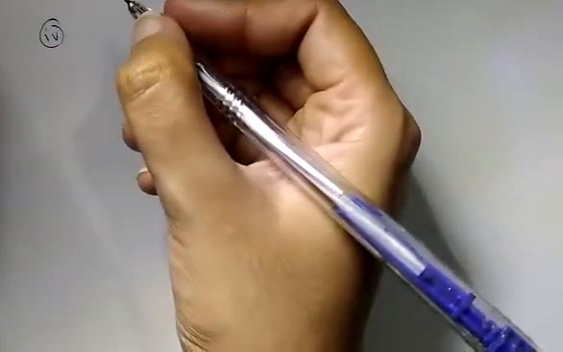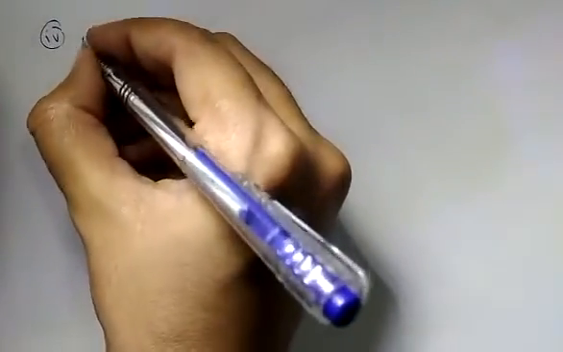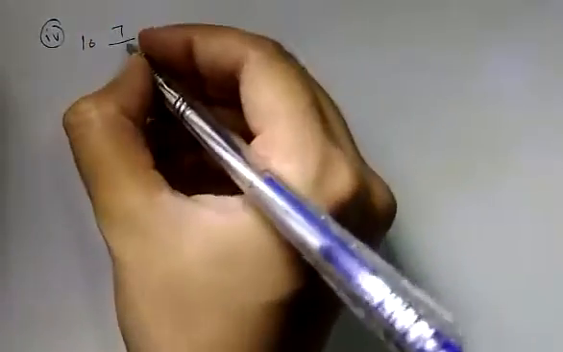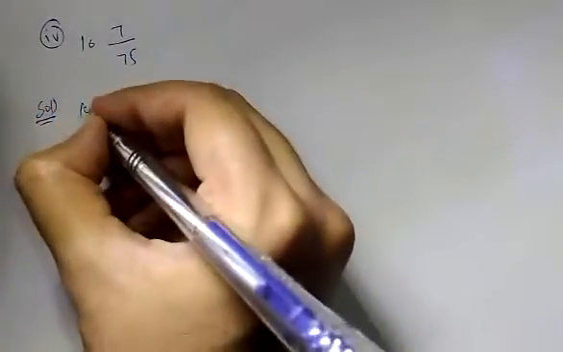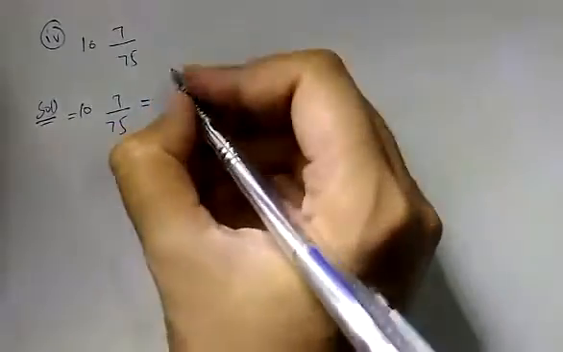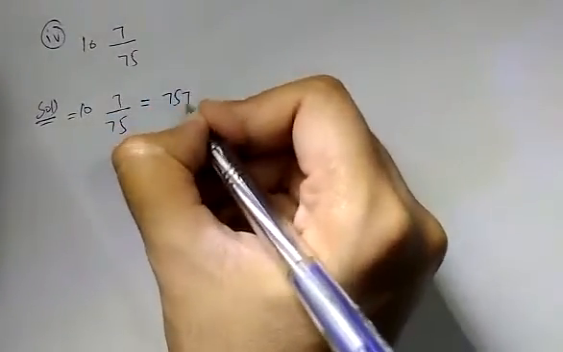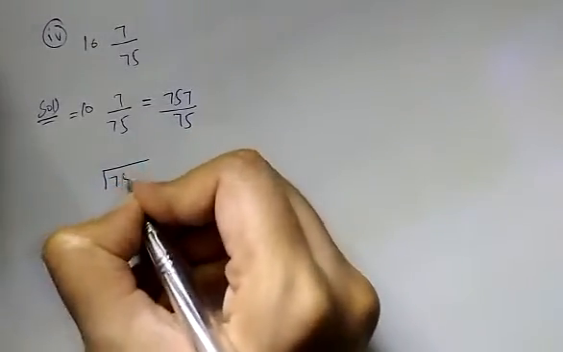Now next is part number 4, which is 10 into 7 by 75. Again it is a mixed fraction. We have to change it. So it's changed into 757 divided by 75. Now we can divide them.